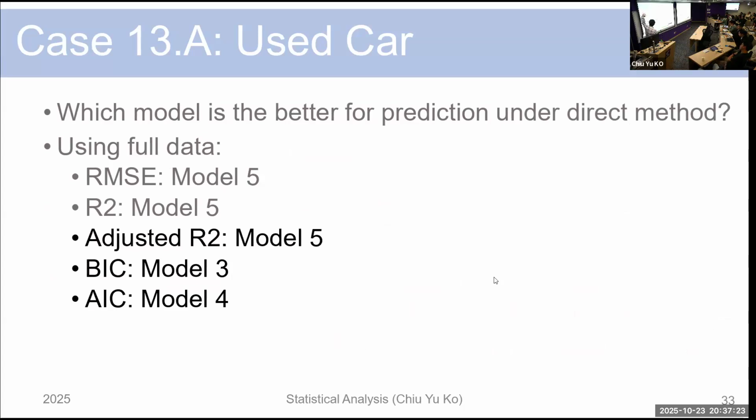We will show you that using the full data, it depends on what method you use. RMSE picks model 5, R square picks model 5, and adjusted R square is still model 5. Using BIC and AIC, it is model 3 and 4. So still not sure which to pick, but you have to make up your mind which one to pick.